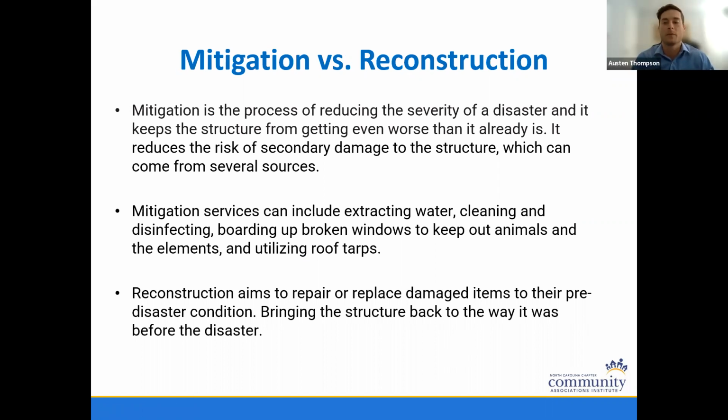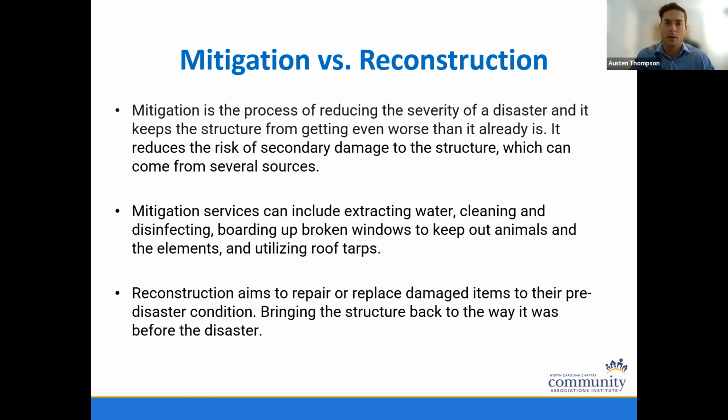Hey, everyone. Now over to the restoration side. The side nobody wants to have to call, but you always want to be prepared to have a preferred restoration company on file, because as everyone knows, disasters do happen. And you just need to be prepared for when they do happen.